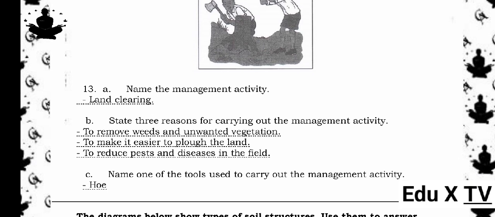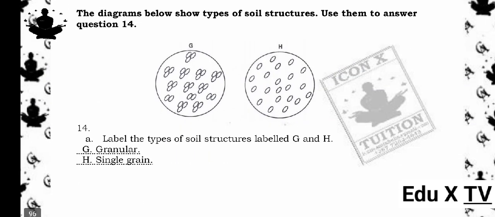B. State 3 reasons for carrying out the management activity. To remove weeds and unwanted vegetation. To make it easier to plow the land. To reduce pests and diseases in the field. C. Name one of the tools used to carry out the management activity. Hoe.